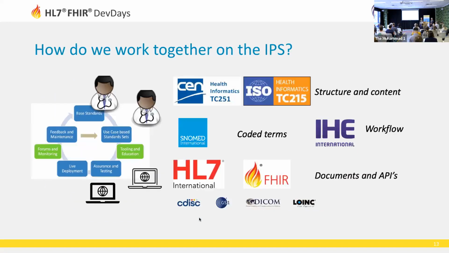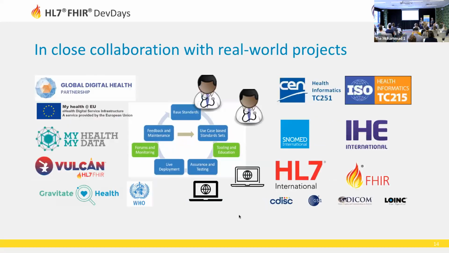So this slide just kind of tries to diagram a little bit about how we work together on the IPS, and you can see some things in the pictorials here. We've got the base standards and use case standard sets, and various aspects here, and we've got the various groups involved. At the ISO doing the structure and content, and IHE focusing on workflow, and in FHIR we have documents and APIs and all that, and so we've got a lot of moving parts here. But what we do is we basically work together in close collaboration with the real world projects. And again, it's kind of a busy slide, but you can see all the pieces and parts that work together on this.